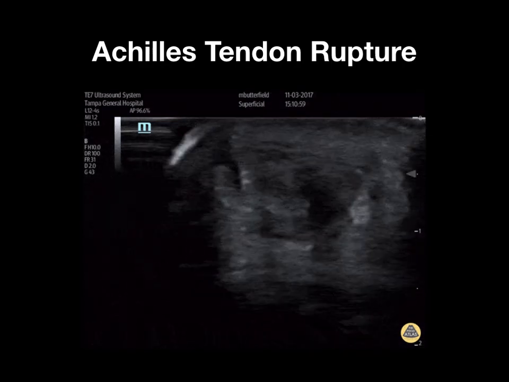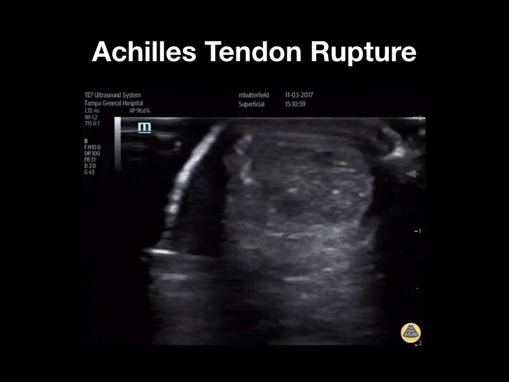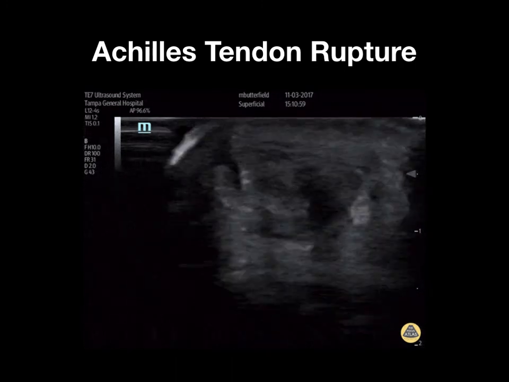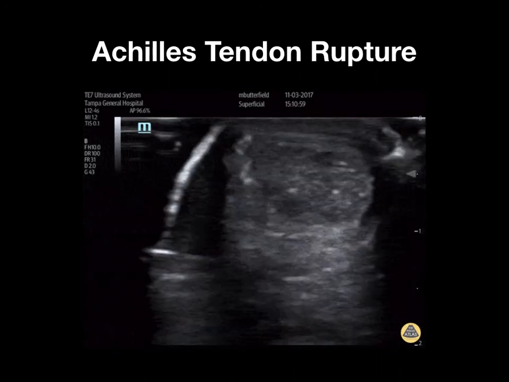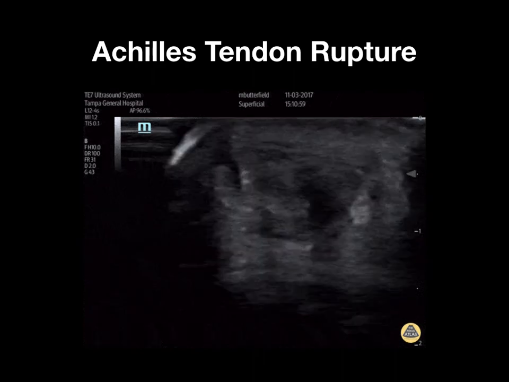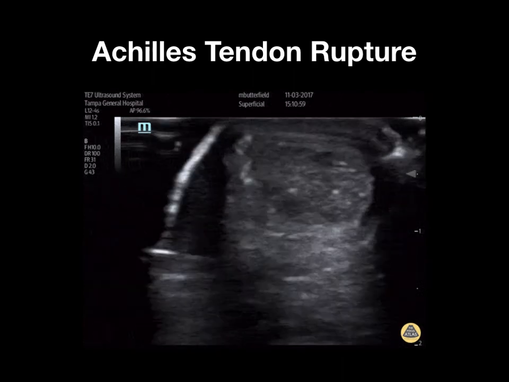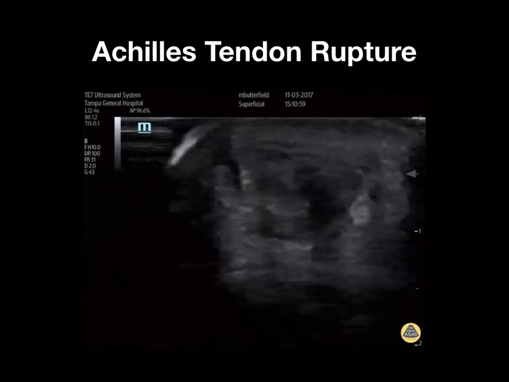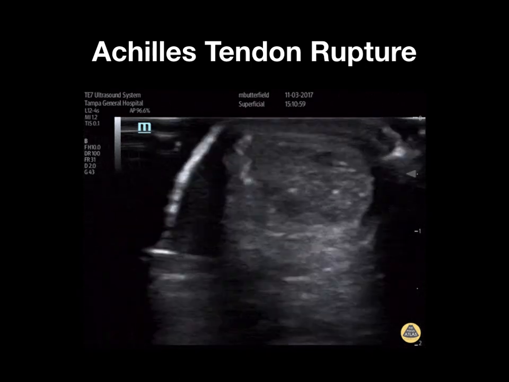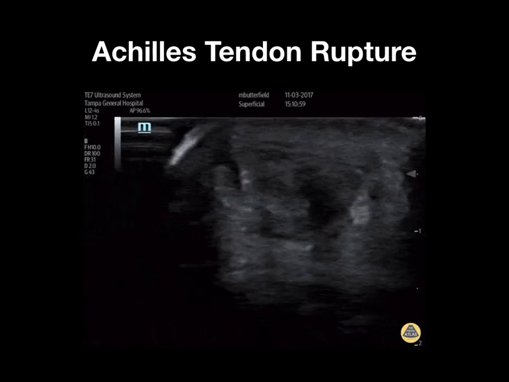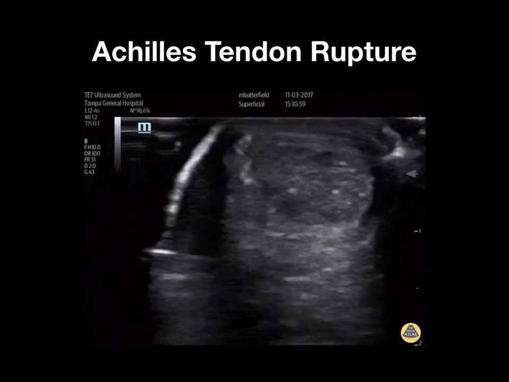And as we move through, you can appreciate that as we move from the top of the tendon to the bottom, you see a complete loss of tendon integrity and just see surrounding edema and hematoma formation. While this is a very obvious tendon rupture, in partial tendon ruptures or partial tears, you might only appreciate surrounding edema or slight changes in the echotexture of the tendon, suggesting of a partial tear or partial injury to the tendon.